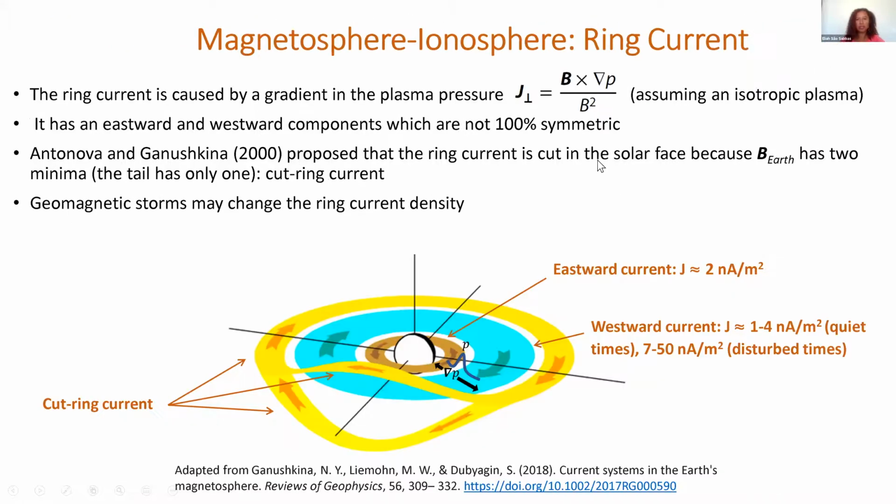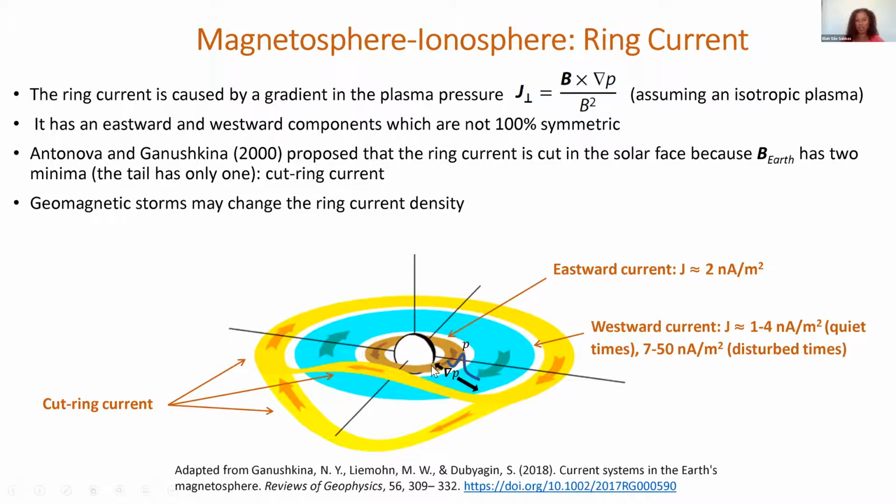Another current, which is the current that I mentioned that connects the magnetosphere and the ionosphere, is the ring current. And it's actually caused by a gradient in the plasma pressure. So here the current density is B cross the gradient of the pressure over B squared, if we assume an isotropic plasma. It has an eastward component and a westward component, which are not 100% symmetric.